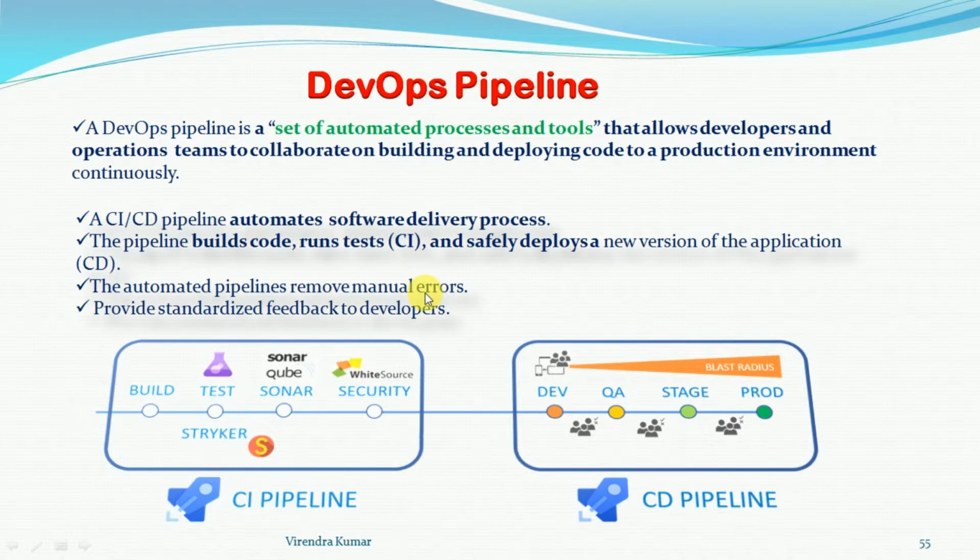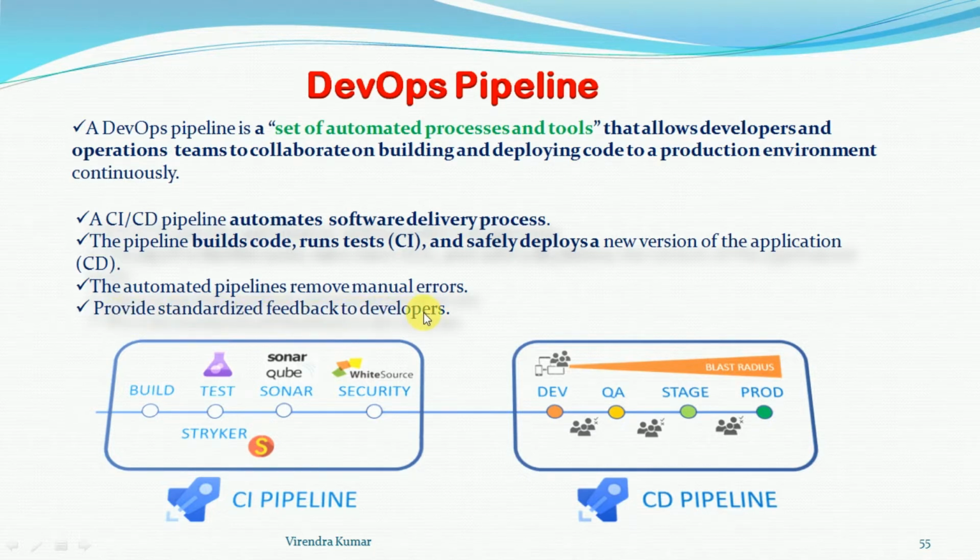The automated pipelines remove manual errors. When a person is doing each and every one of these things, maybe he can make some errors. He can forget some steps to perform before production. But the CI/CD tool is a machine, or you can say it's a process. It won't make human errors, so we can reduce them.